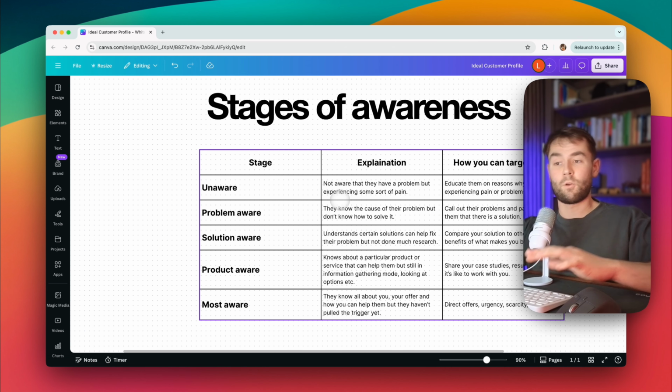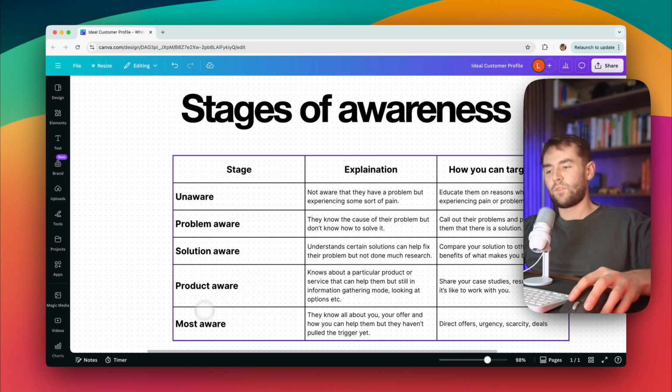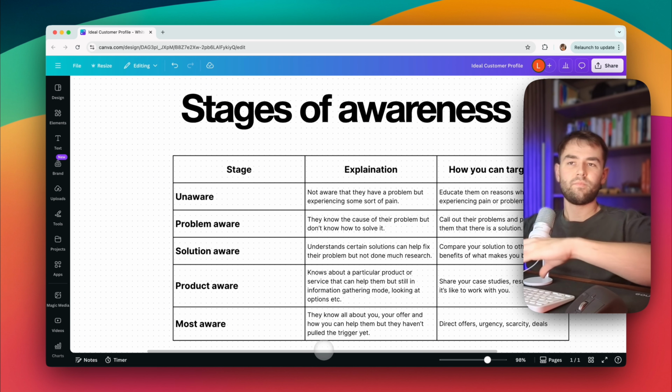So how we can target these people is we can educate them on reasons why they're experiencing pain or problems. Again, going into the deep visceral sort of images, we can say, have you ever been to the beach and not wanted to take your top off? That is going to really resonate in their head, and then we can go on to explain why they're feeling like this and tell them it's not their fault and that we've got a solution. So we can actually take people from unaware all the way down to most aware with one advert, or one YouTube video, or one sales page.